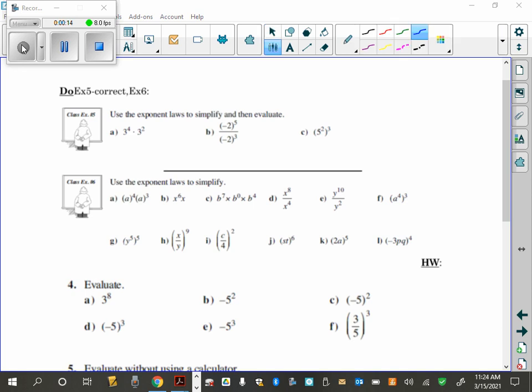So the first one, and the second one, you're going to keep the base. So write that down. Well, really all of them. So you don't put 9, even though 3 times 3 is 9. You keep the base. The base is the big number. And you add exponents. So add exponents.